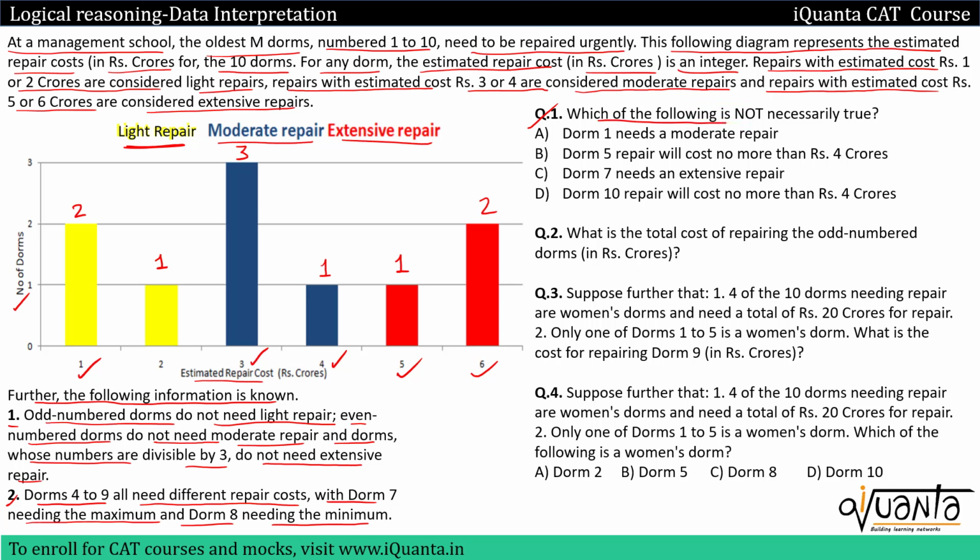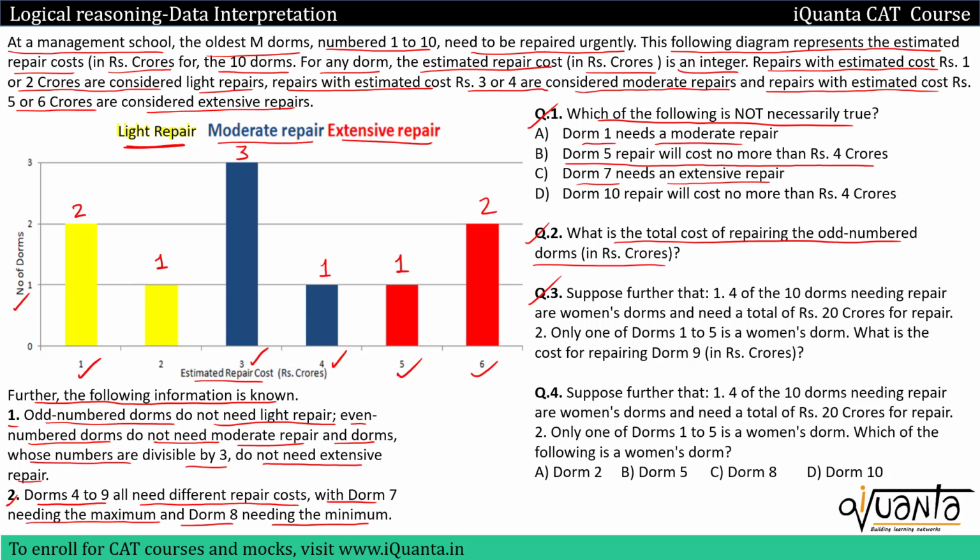First question is, which of the following is not necessarily true? So first one is, dorm 1 needs a moderate repair, then dorm 5 repair will cost no more than 4 crores, dorm 7 needs an extensive repair. So basically we have to find out what can be the possible repairs that a particular dorm needs. Second one is, what is the total cost of repairing the odd number dorms in rupees crores? So this can be answered only when we have all the dorm numbers and we also know what is their repairing cost, then only we can answer these.